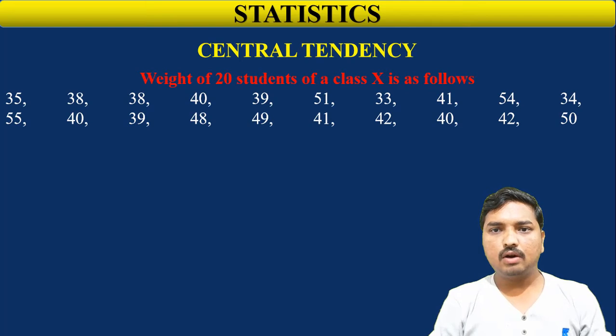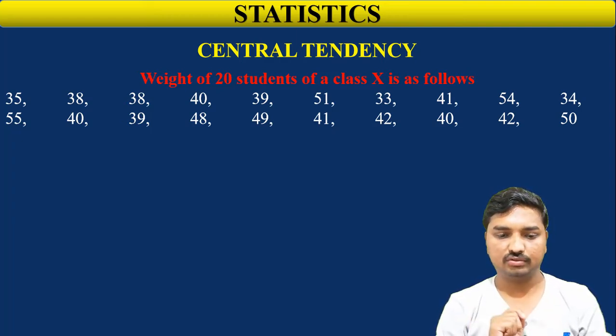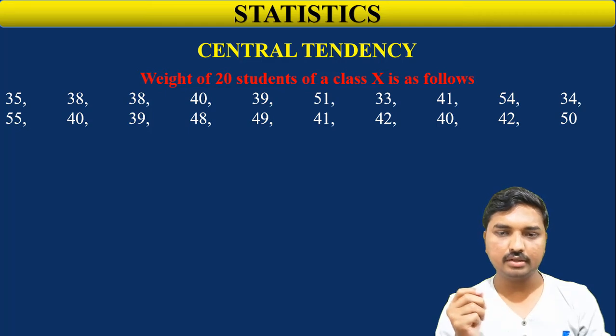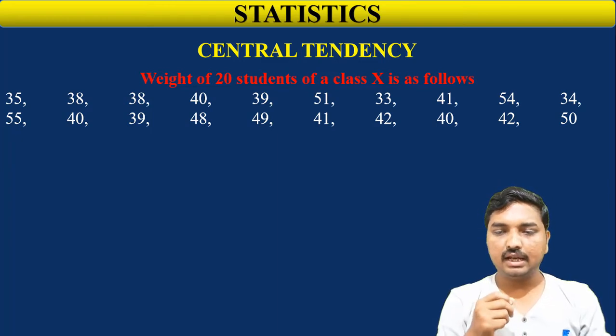Now let us understand what central tendency is. Okay, so first look at here. Now I'm going to consider one more example for you. It is like this: weight of 20 students of a class 10 is as follows. 35 kg. It is considered in kg. 35 kg, 38 kg, 38 kg, 40 kg, 39 kg, 51 kg, and so on. There are 20 observations, meaning 20 data. So this indicates the weight of students of class 10.